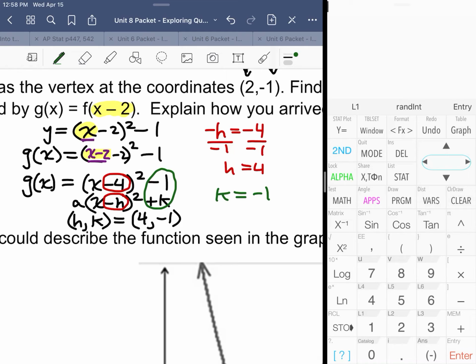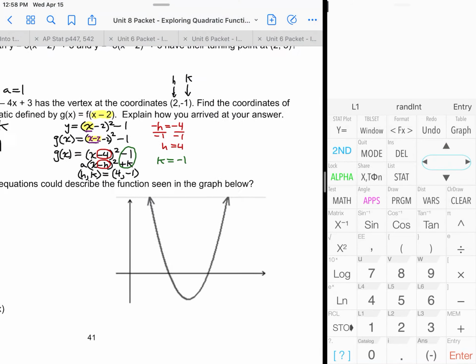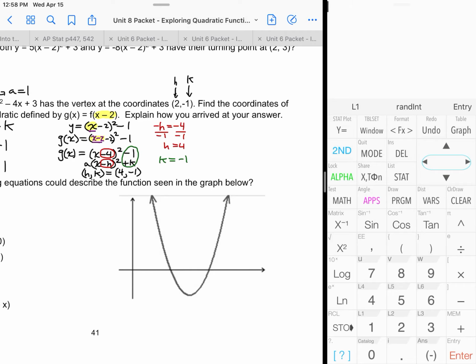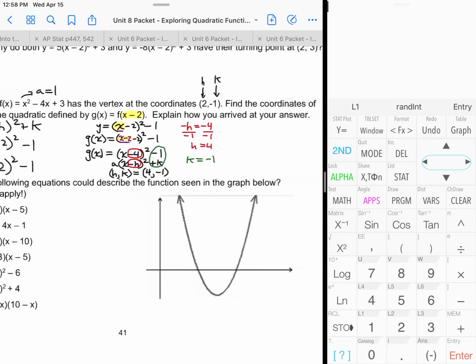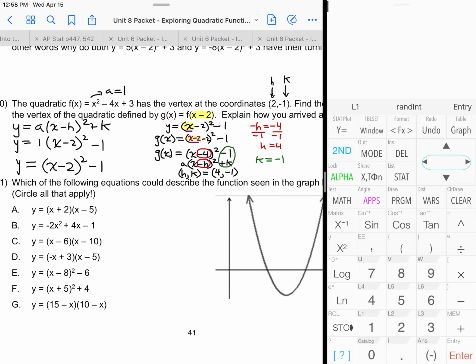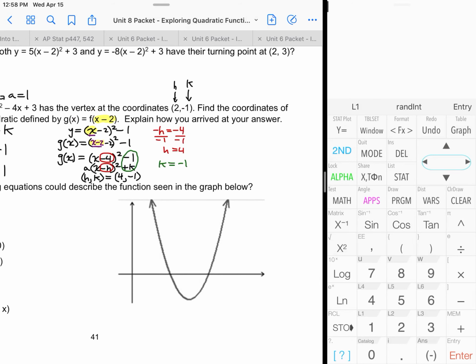Now, what a lot of people go for is a little bit of a shortcut by saying that f of x minus 2 represents a 2-unit translation to the right. All right, so if you wanted to avoid the algebra, you could actually do that. So the algebra serves as an explanation. So where it says explain how you arrived at your answer, this is a pretty darn good explanation.